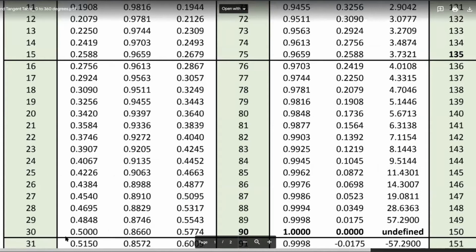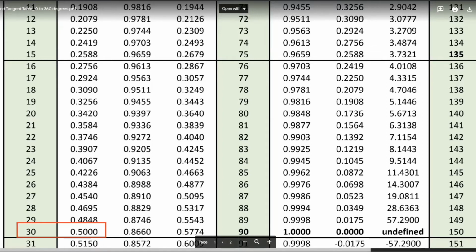And here is sine of 30 degrees. Notice the sine of 30 represents 0.5000 and on, right? So it's basically 0.5. Sine of 30 is 0.5.